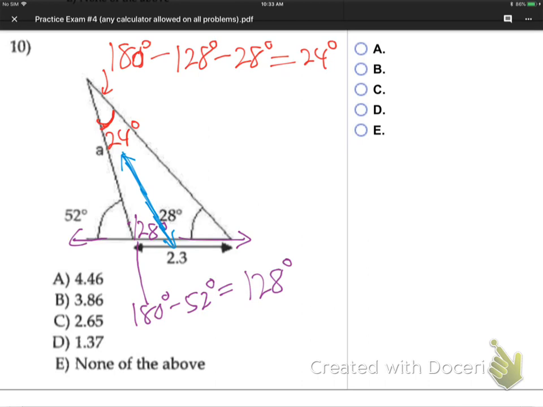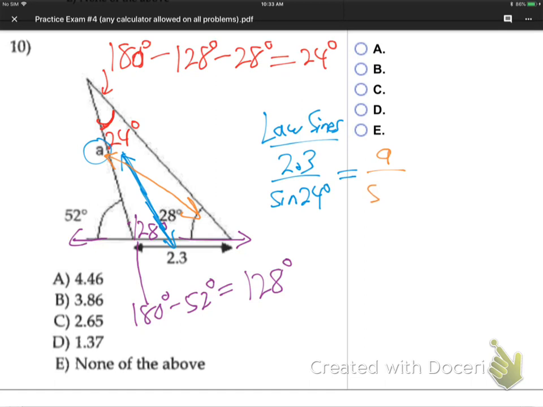So law of sines says 2.3 over sine 24 is what? What do I want here? You want to find A. So that'll be these two: little a over sine of the 28. There we go. Cross multiply. Done that a few times.